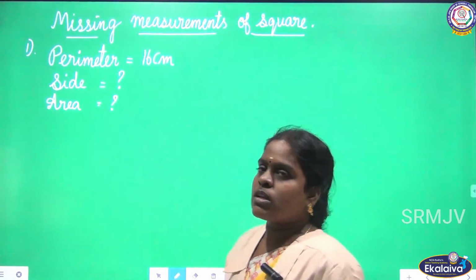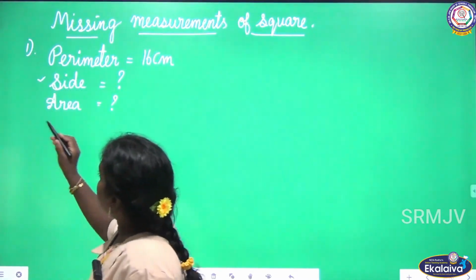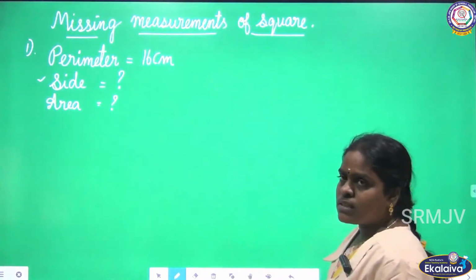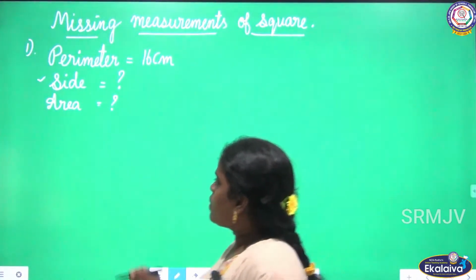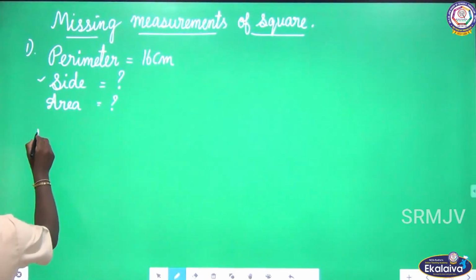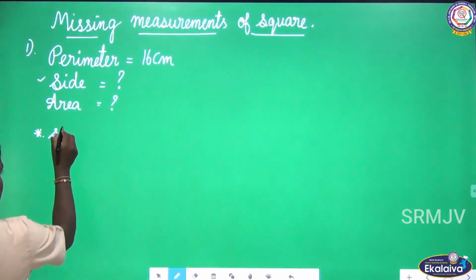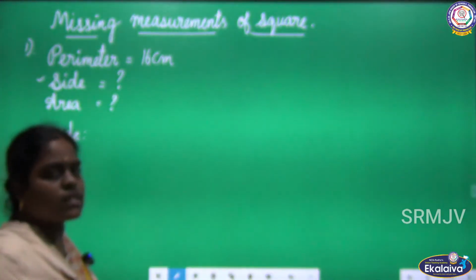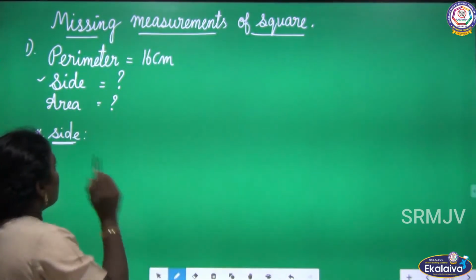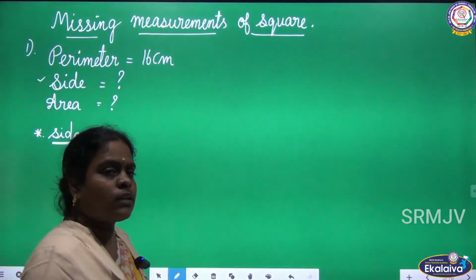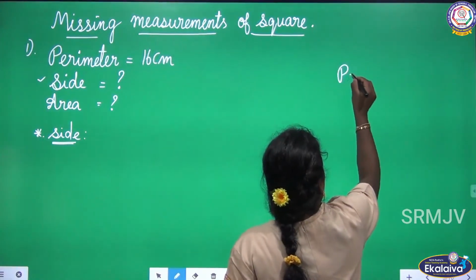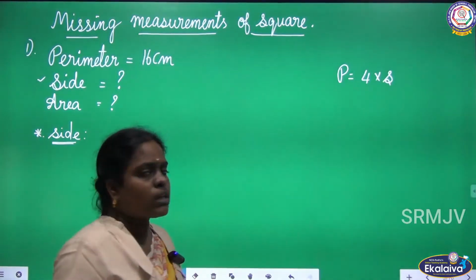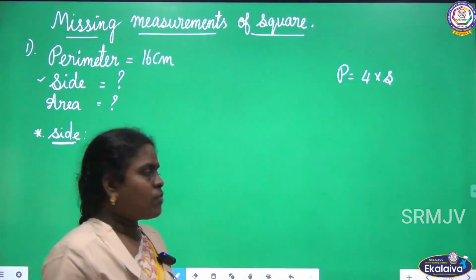First we will find out the side so that we can find out the area of a square. So perimeter is given. It is 16 centimeter. First let us find out the side of a square. Yes, we have a formula to find the square, children. Do you remember the formula of the perimeter of a square? Yes, perimeter of a square is 4 into side units. This is the formula of the perimeter of a square.